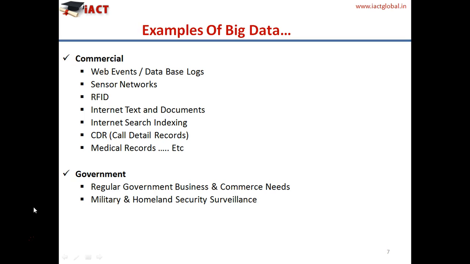Now we come to government. Regular government business and commerce needs are included, and they also generate big data. Military and homeland security surveillance generates a huge amount of big data from the government's point of view.